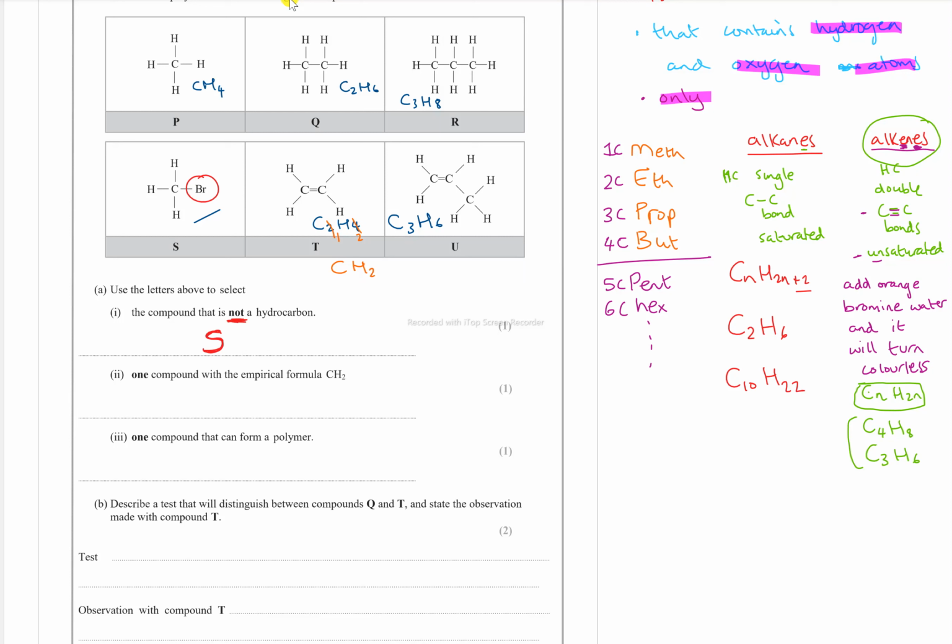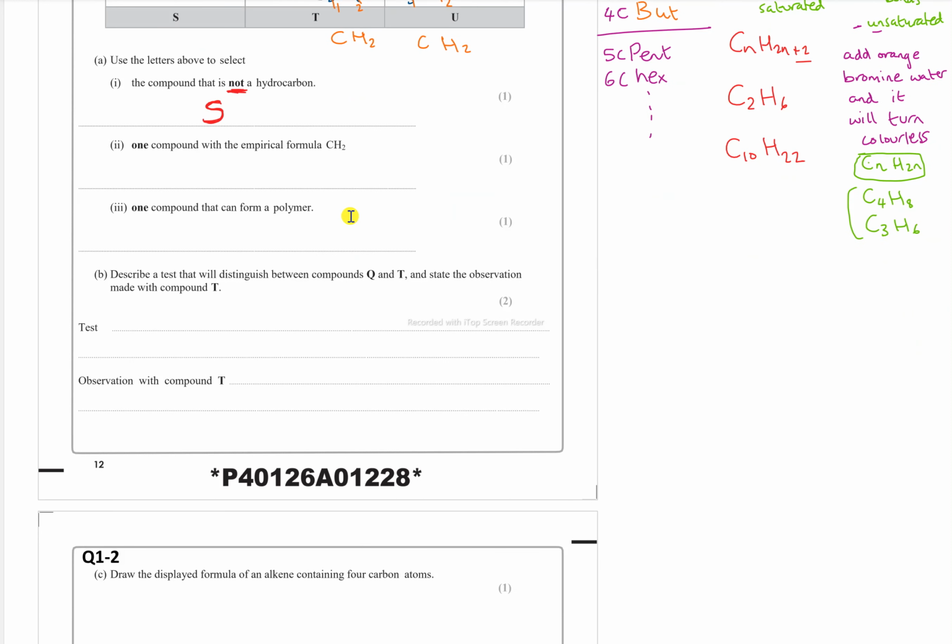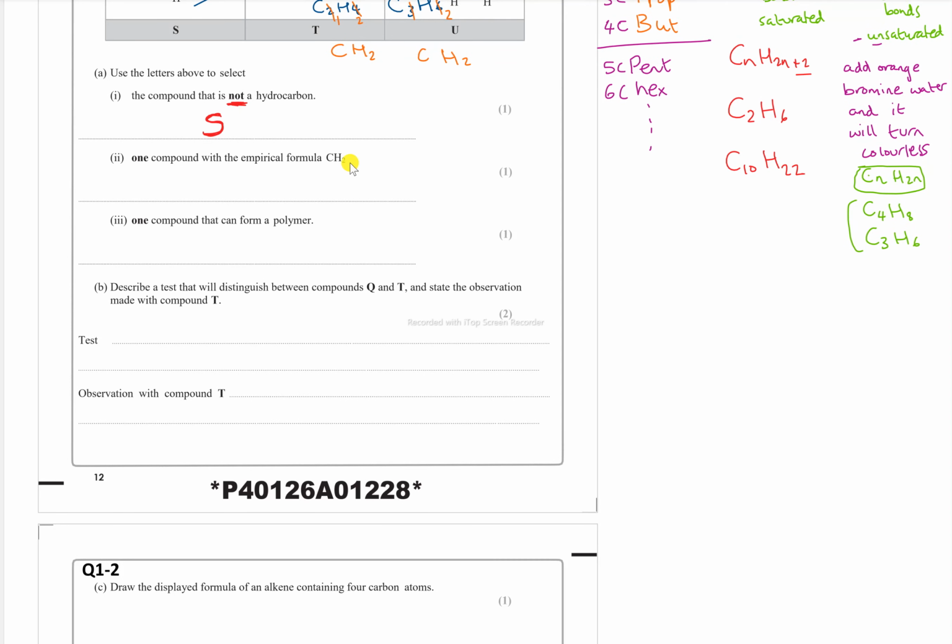Okay, same thing with this. I can cancel these down. 1, 3 in there, 2 in there. So it becomes C1H2. So I don't need this. I can cancel that out. There you go. Name one compound. Right, okay, so we can put T or U.